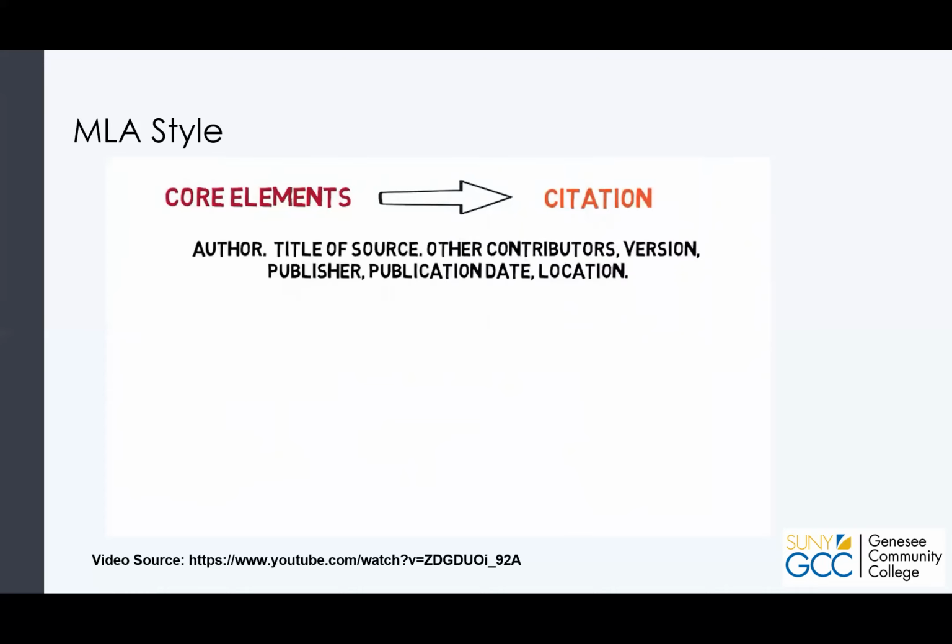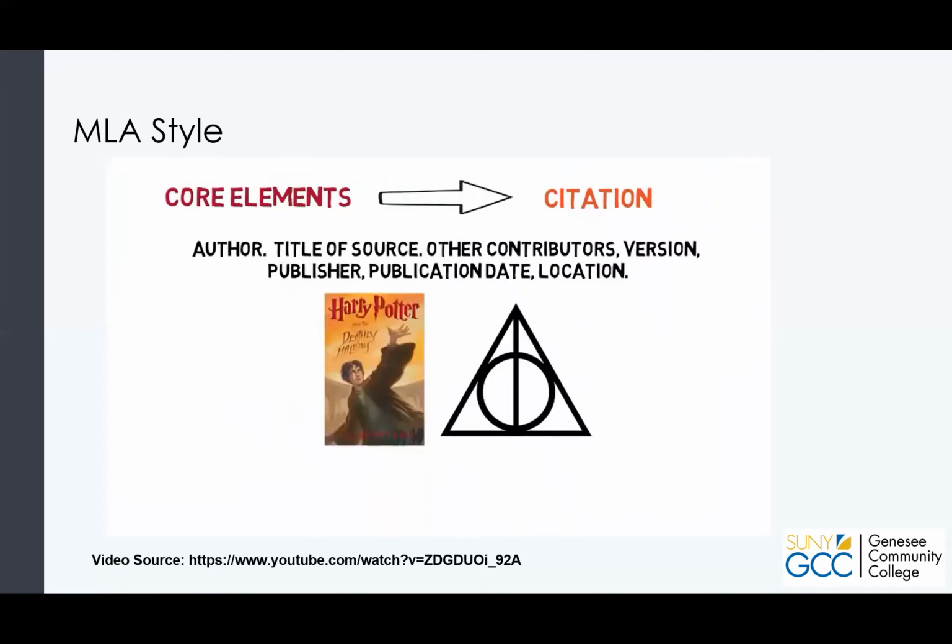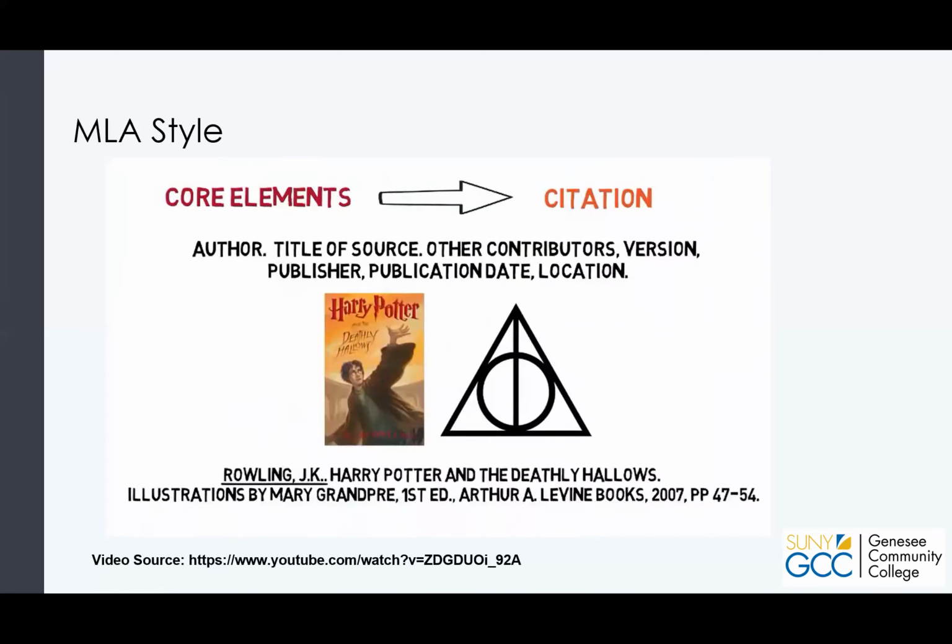Notice that after each core element, there is either a period or a comma. For Harry Potter and the Deathly Hallows, our citation may look something like this. Author, title of source, other contributors, version, publisher, publication date, and location.